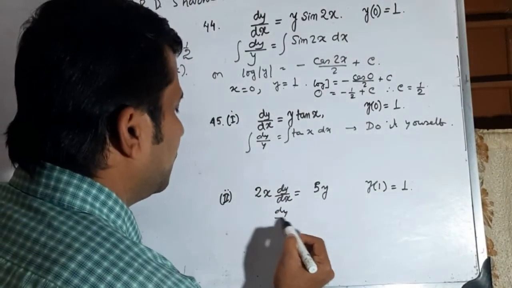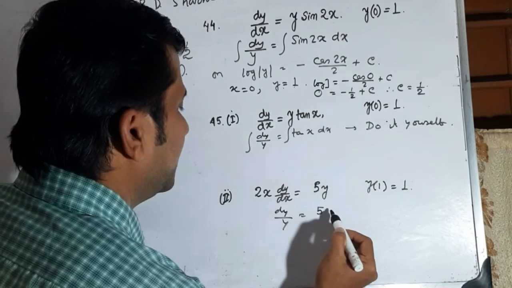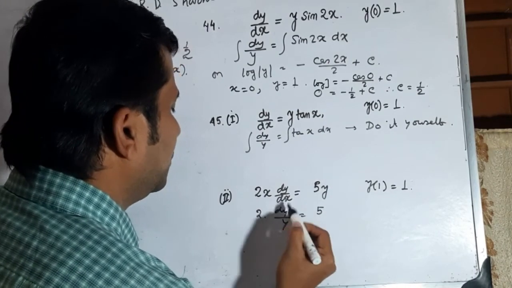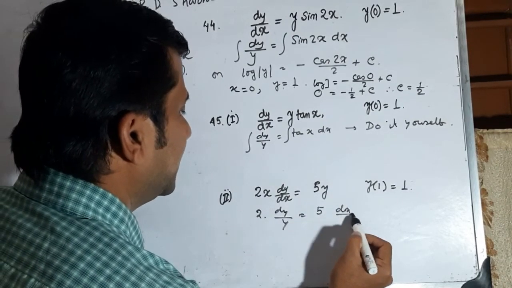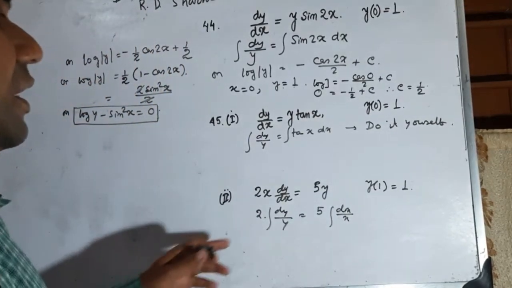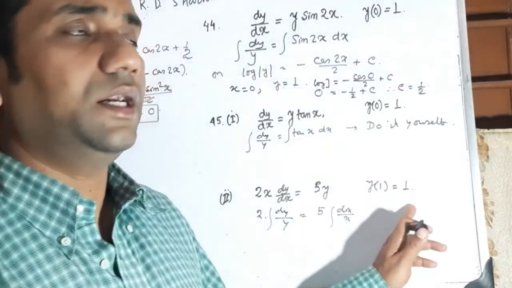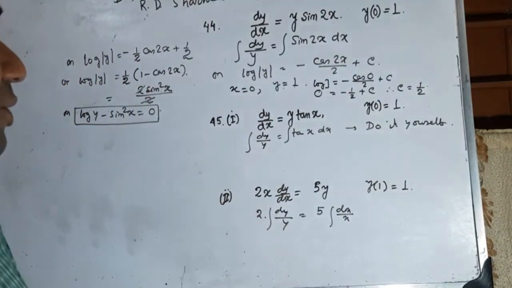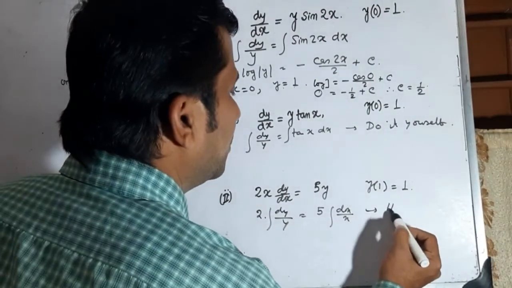2 into dy by y is equal to 5 dx by x. Integrating, you get the required result, and putting the value x is equal to 1 and y is equal to 1, you will get the required answer. This is also a homework for you.